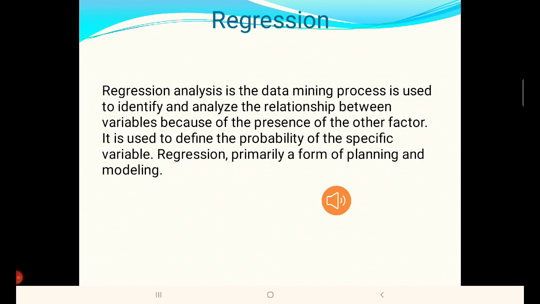The next data mining technique is regression. Regression analysis is the data mining process used to identify and analyze the relationship between variables. Analyzing the relationship between variables is the basic concept of regression, which is primarily a form of planning and modeling. You can use it to define the probability of specific variables. So, in order to collect statistical data, we can use the regression technique.